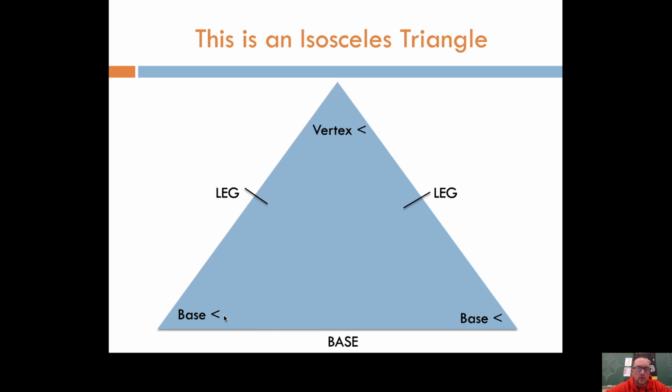Now, there's two angles that touch this base, and we're going to call those base angles. There's one angle at the top that's in between the congruent sides. We're going to call that the vertex angle.